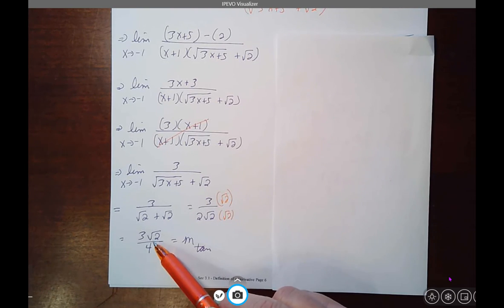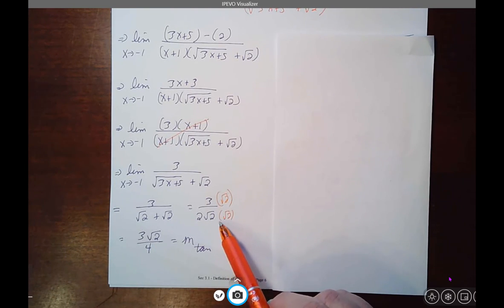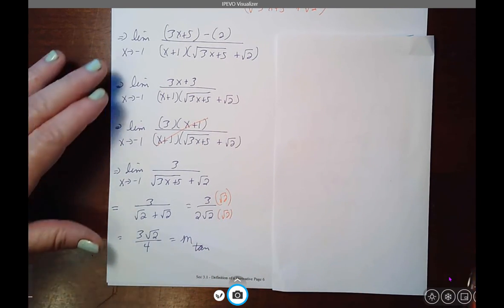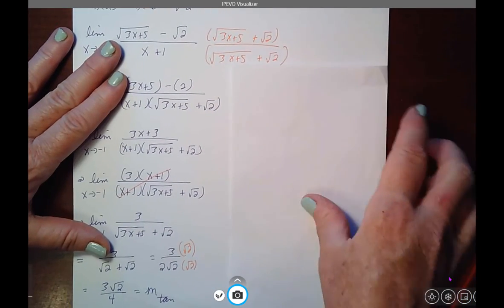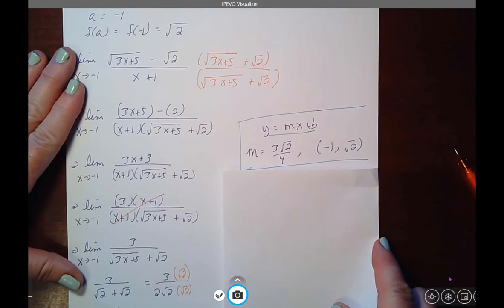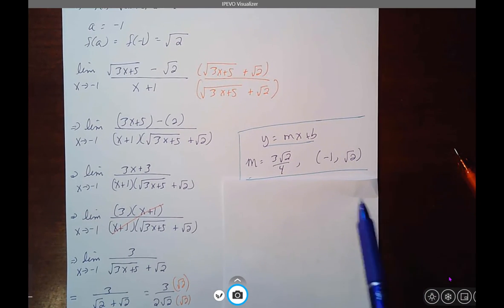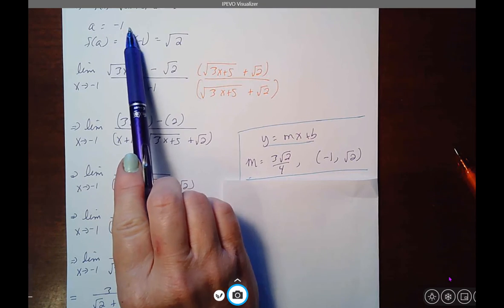In any case, this is what I did, and I ended up here because root 2 times root 2 is root 2 squared, which is just 2, and 2 times 2 is 4. There's your slope of the tangent line. Okay, now we're going to come over here, and here's your slope, 3 root 2 all over 4. Here's my ordered pair, and of course I already had that. I had that figured out from up here.